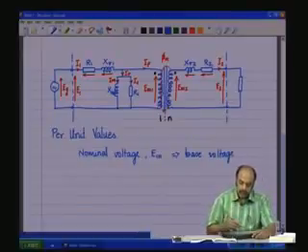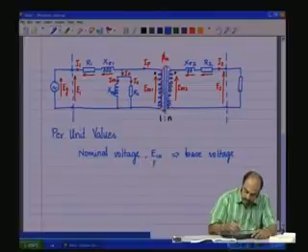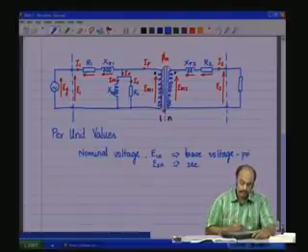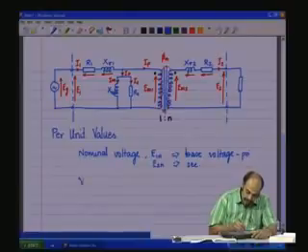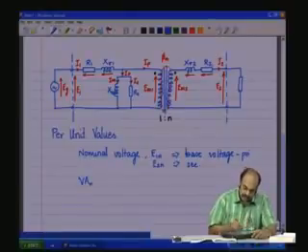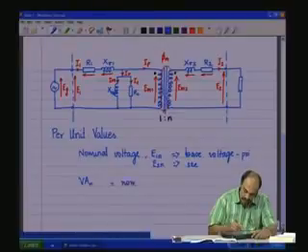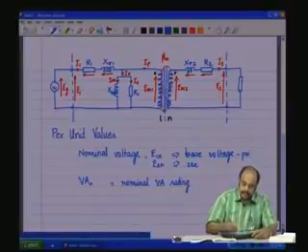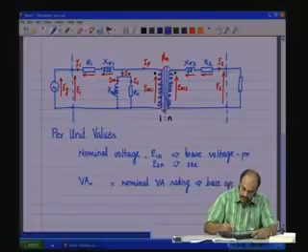For the primary, and E2 nominal, that is whatever is the rated, as the base voltage for the secondary. This is for the primary and this is for the secondary. The VA rating nominal, VAN, which is the nominal VA rating, the apparent power rating of the transformer, is considered as the base apparent power.